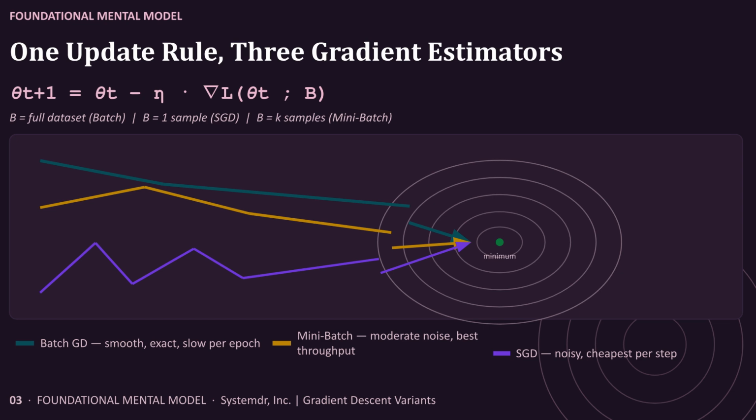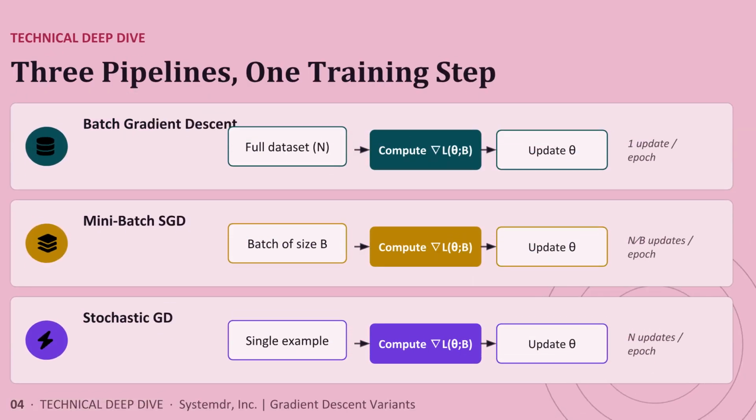Let's translate these 3 paths into the literal pipelines that produce them. All 3 lanes here share the exact same 3-stage shape. Pull a source of examples, compute a gradient, apply an update. The only thing that changes lane to lane is the size of that source. Batch gradient descent, on top, the source is the entire dataset, all n examples, which means you get exactly 1 parameter update per epoch. That update is statistically exact, but expensive to produce.